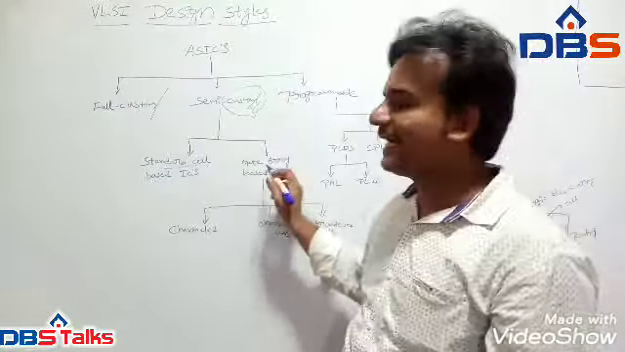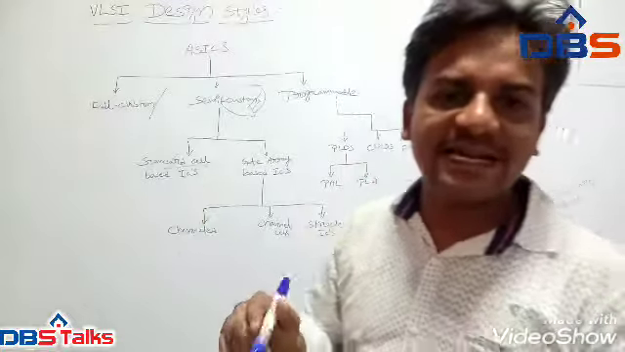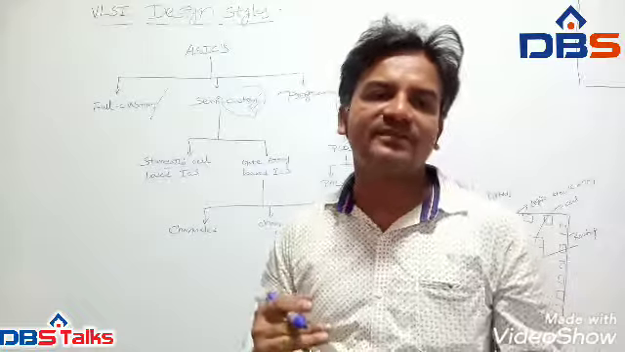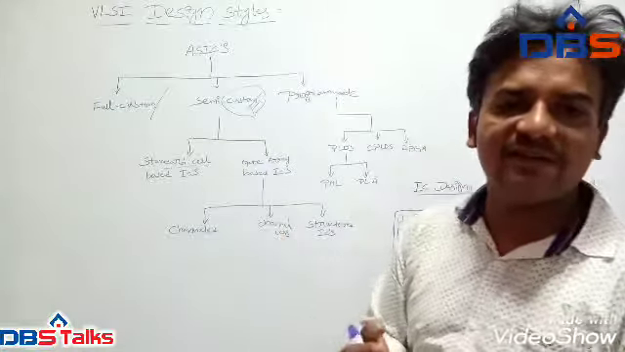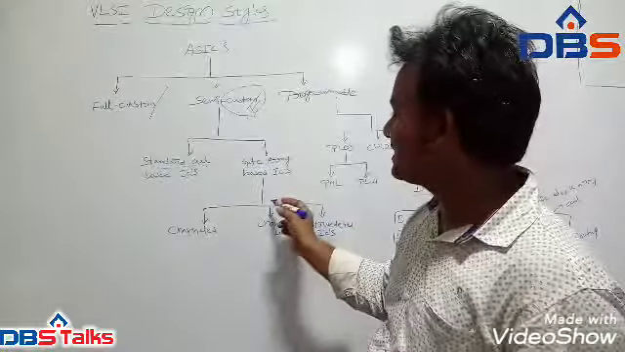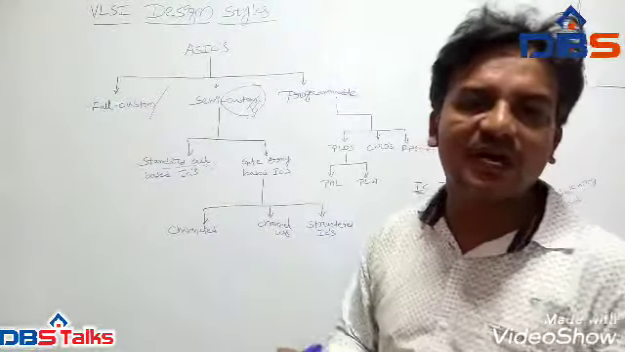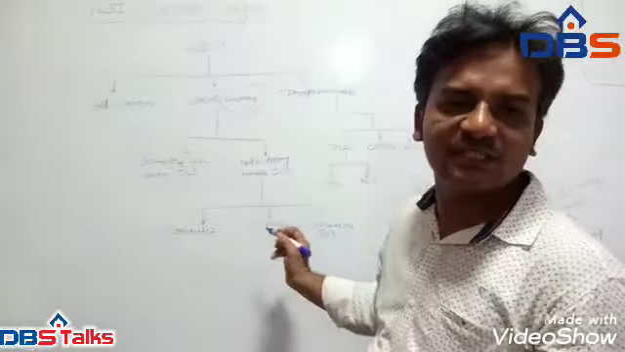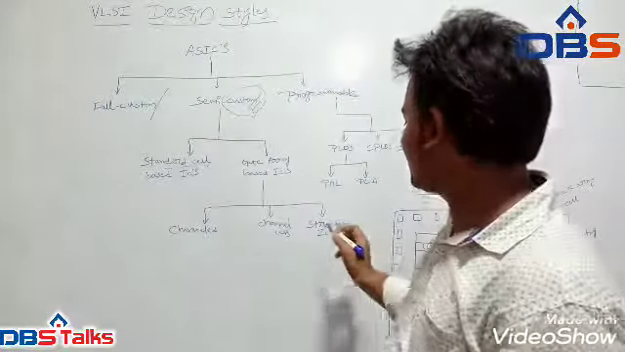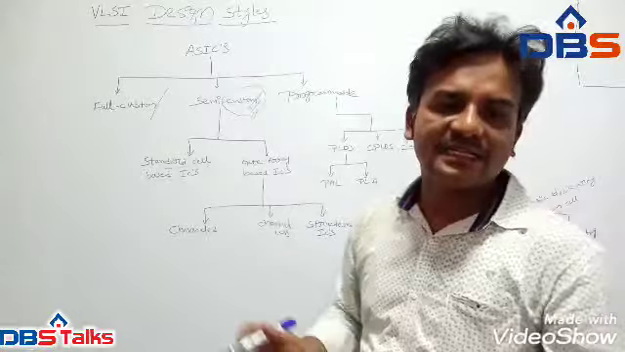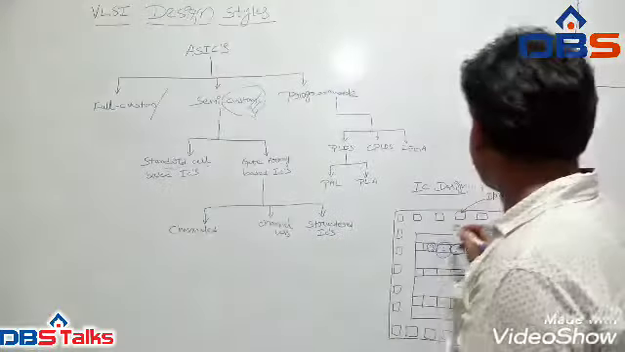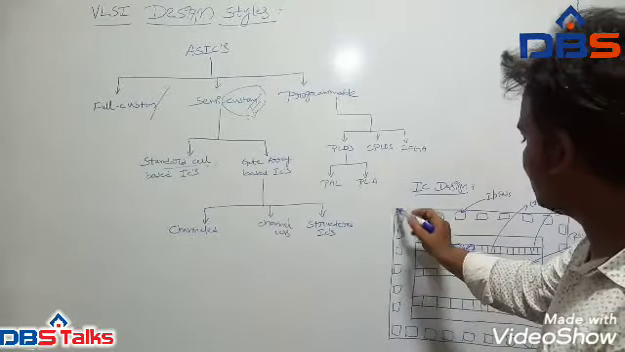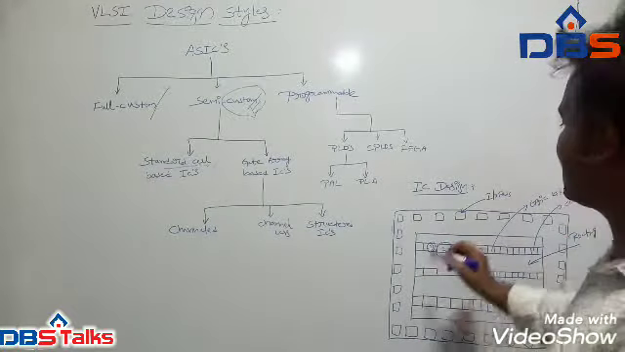Next one, gate array based ICs. In gate array based ICs, the transistors are predefined in the silicon wafer. Gate array based ICs are again defined in three manners: channeled gate arrays, channelless gate arrays and structured gate arrays. So in this channeled gate array, whatever the IC is, it will consist of this type of manner.